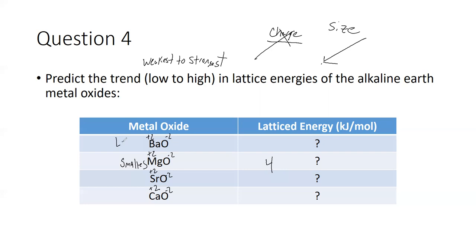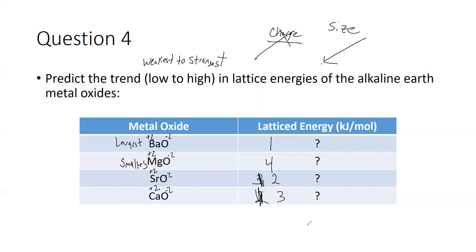would be BaO. Because Ba is the biggest atom out of the four metals we have. So the charges will be separated by the most distance, so that's my weakest. Now we have to decide between calcium and strontium. Calcium is above strontium on the periodic table, so calcium is smaller. So it'll have a stronger lattice energy than strontium.